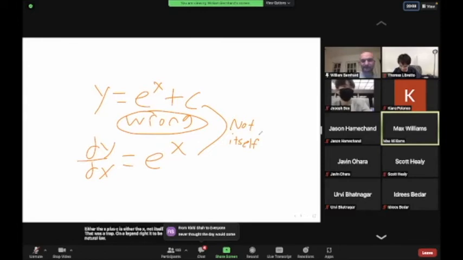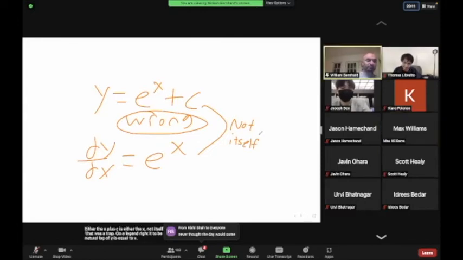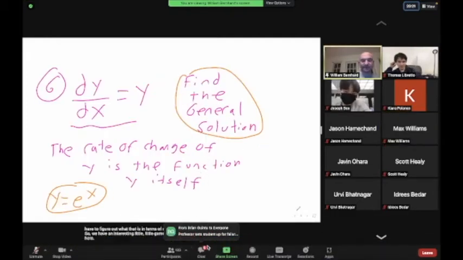Like the natural log of y is equal to x. Maybe. I mean, that's interesting. But then we'd have to figure out what that is in terms of y. So we have an interesting little game to play here. Finding all the possibilities here.